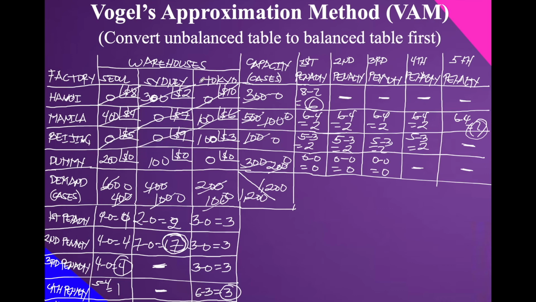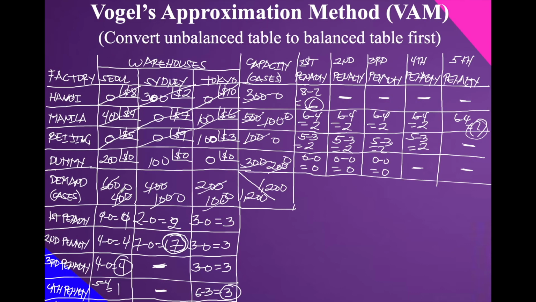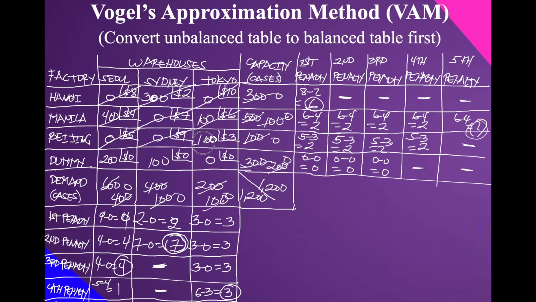Beijing to Tokyo. Let's have here, Beijing to Tokyo. Okay, ang units na isi-ship daw natin from Beijing going to Tokyo is 100 and $3 per unit. Okay. So, 3 times 100, that is $300. Okay, so okay na ito.